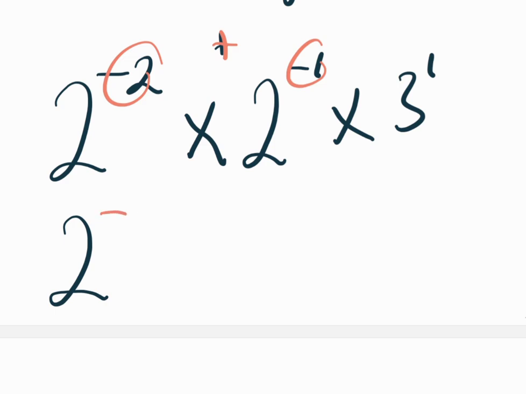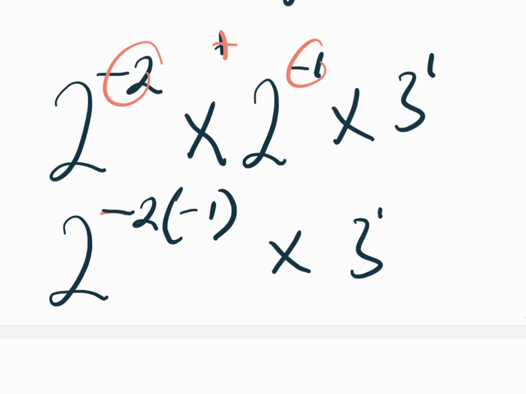So you have minus, let me use a black pen. You have minus 2. Open a bracket. Here you have minus 1. You close the bracket. Here you have times 3. Don't put the exponent 1 anymore, because it doesn't really matter. Every number always has an invisible 1 as an exponent, but it doesn't matter. Let me just leave it right there.